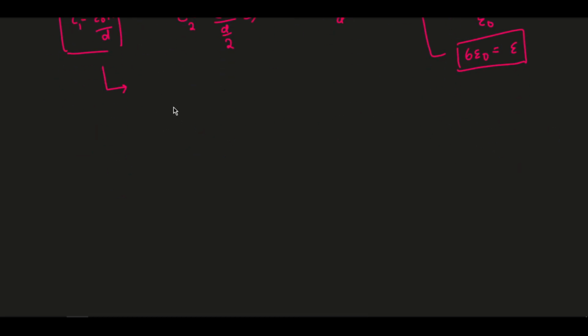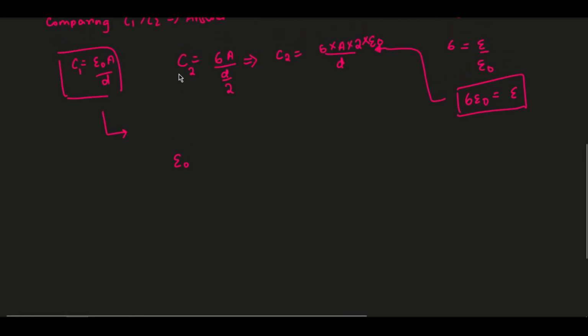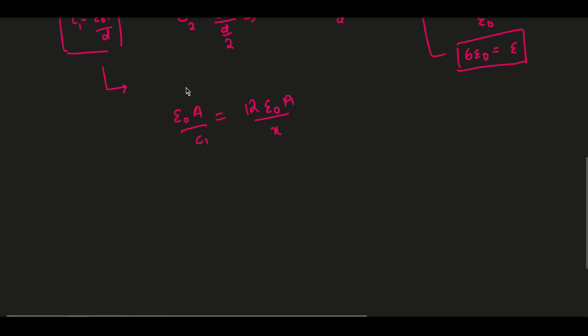Now we finally get the value which is epsilon naught, again A by D equals 12 epsilon naught A by D, rather it will be, my bad, I'm making mistakes. First time's not the charm, I guess. So this would be C1 and this would be 12 epsilon naught into A divided by X. Yes. So obviously these will cancel each other and we'll end up getting 12C1 equals X.